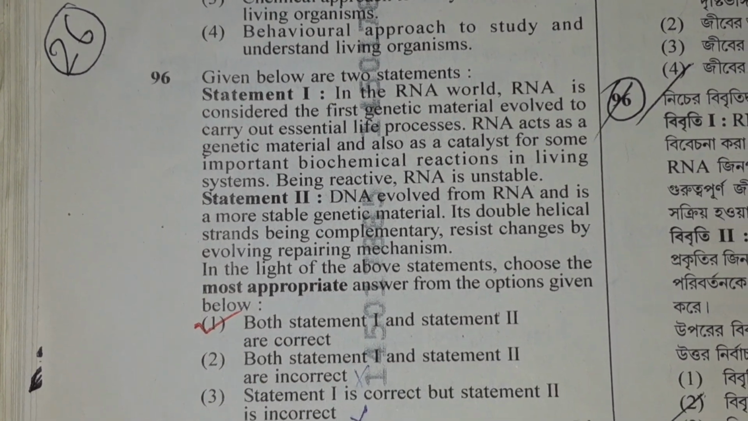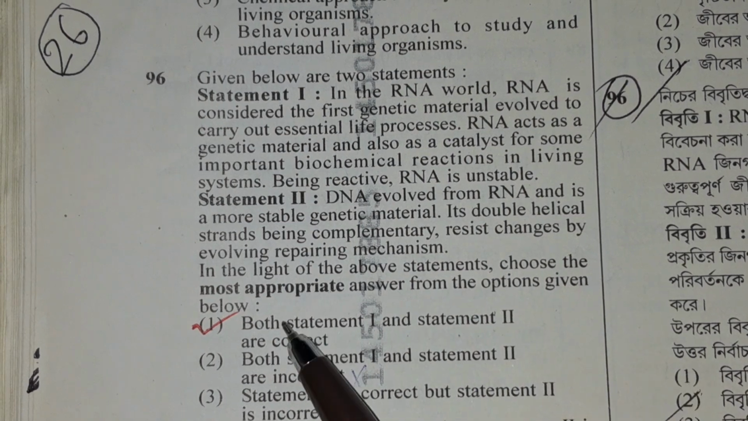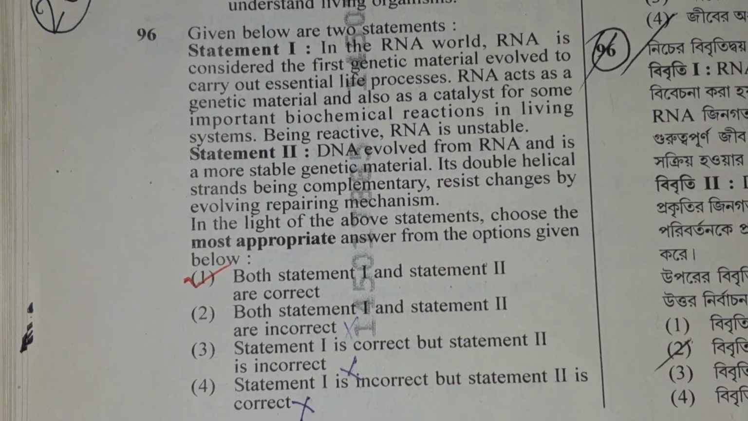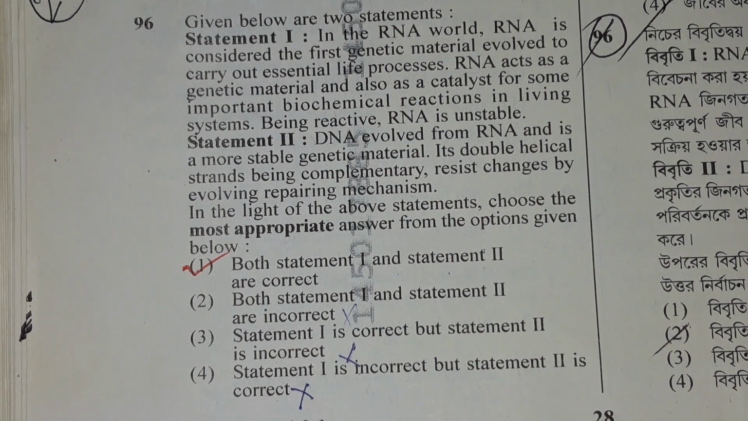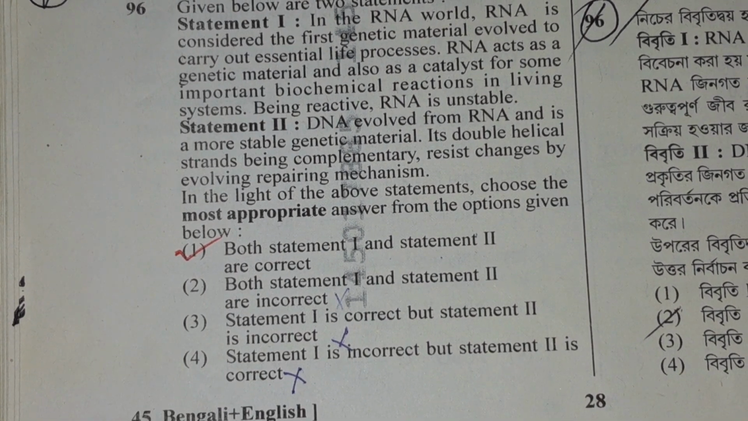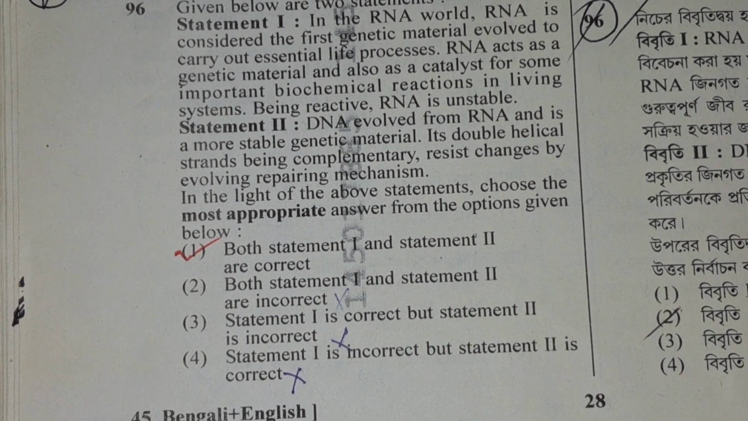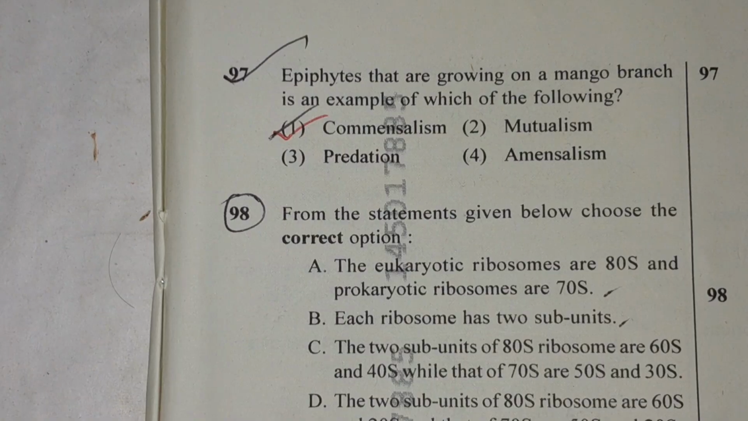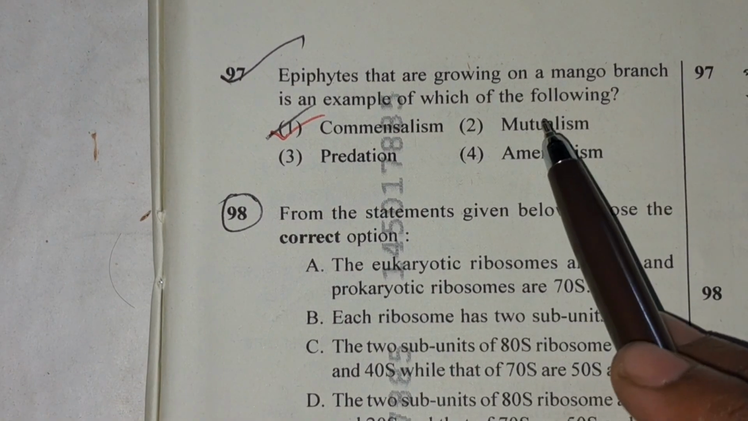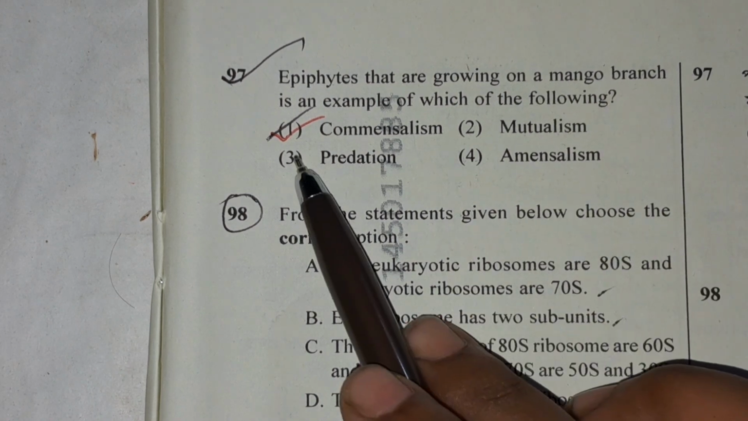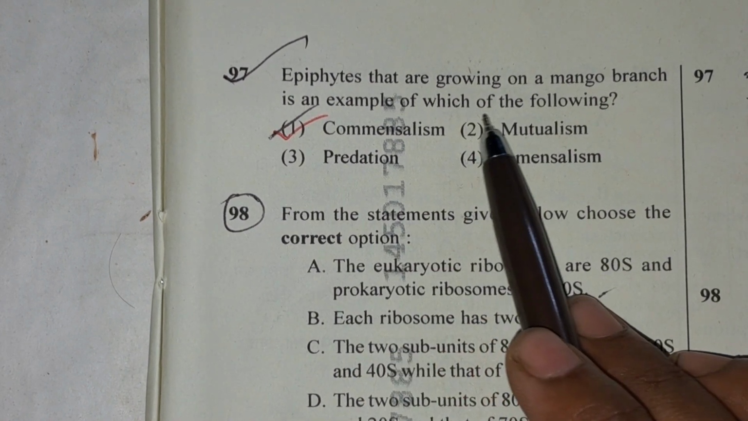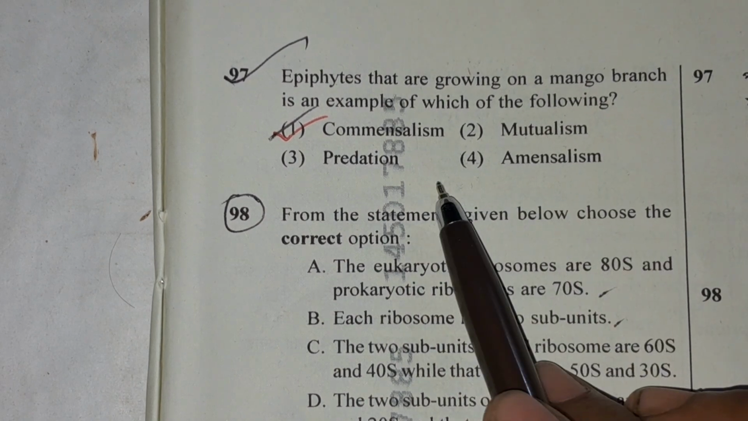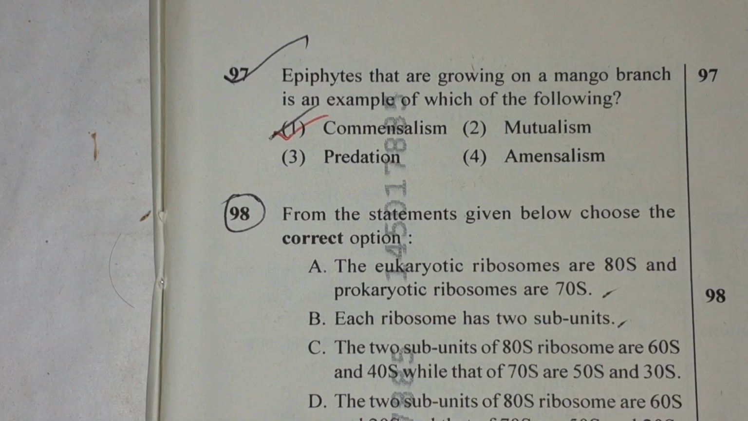Both statement 1 and statement 2 are correct, this is the right answer. Both incorrect, wrong. Statement 1 correct but statement 2 incorrect, wrong. Statement 1 incorrect but statement 2 correct, wrong. So the right answer is both statement 1 and 2 are correct. Next, epiphytes growing on a mango branch are an example of which of the following? Commensalism, this is right. Mutualism, wrong. Competition, wrong. Predation, wrong.